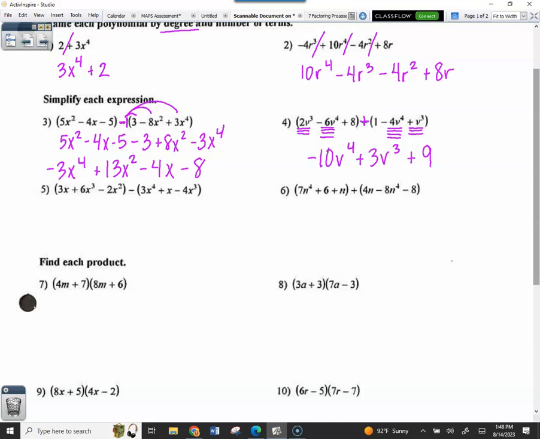It is positive 3. I don't know who I'm talking to, but someone in this area asked. It's positive 3 in the parentheses. So when you multiply that by that negative 1, it's going to become negative 3. It's going to change the sign.